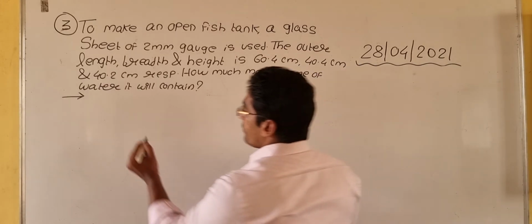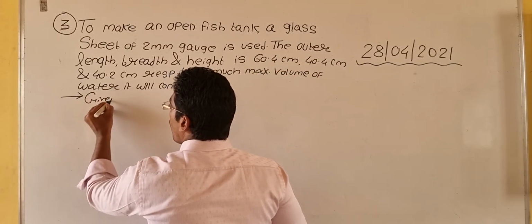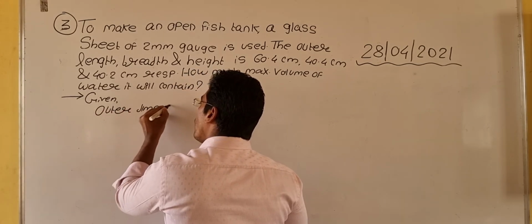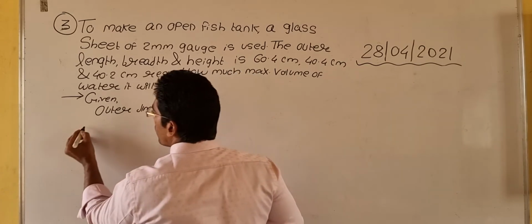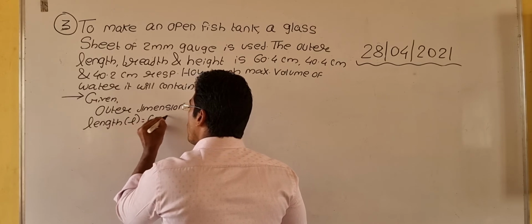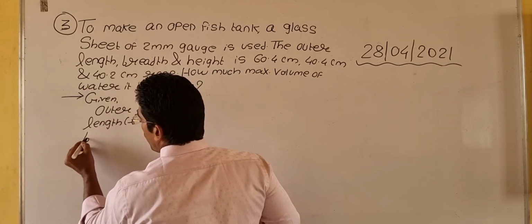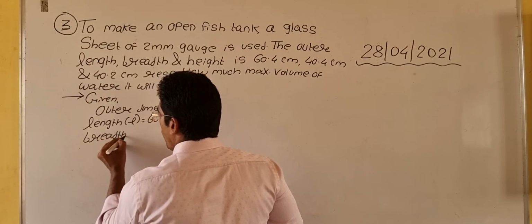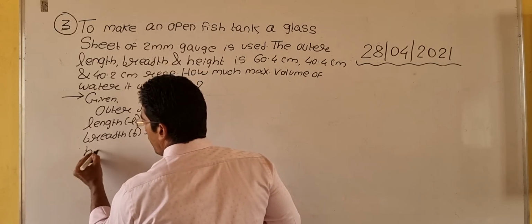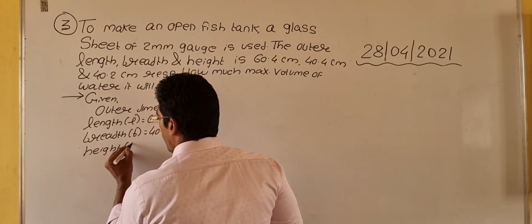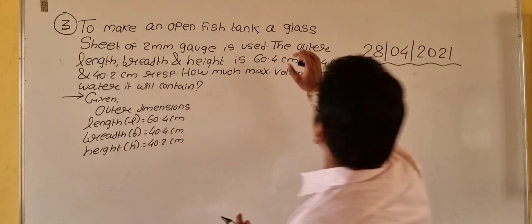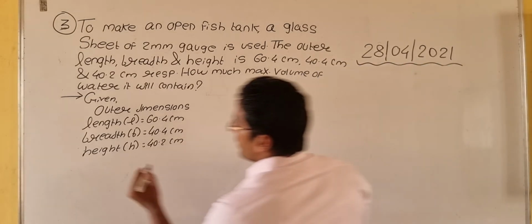Now given outer dimensions. Dimensions means length, breadth and height. Length L 60.4 centimeter, breadth B 40.4 centimeter, height H 40.2 centimeter. Now what is the gauge of the glass sheet? 2 millimeter, that is thickness.